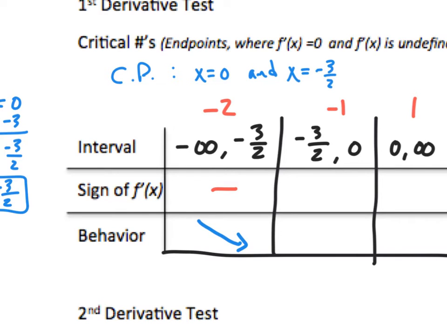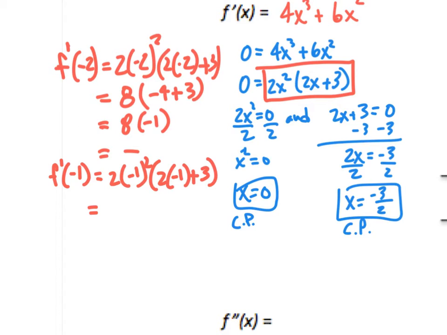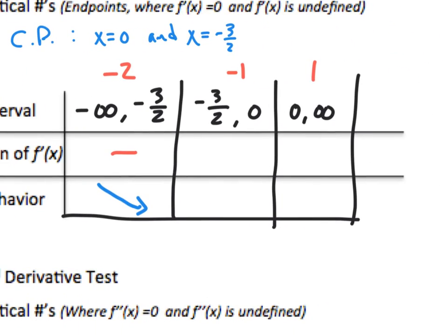Now, I'm going to plug in -1 and see what we get on that one. So f prime of -1 is going to give me 2 times -1 squared times 2 times -1 plus 3. So -1 squared is just 1, so I get 2 times -2 plus 3. Now, -2 plus 3 is just +1, so I get 2 times 1, which gives me a positive number. So let's put that this is positive, so that means our function is increasing. So at -3/2, I have a minimum. We're just following our graph to go from decreasing to increasing. We have a minimum here.